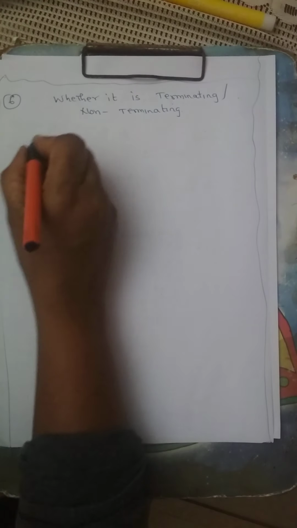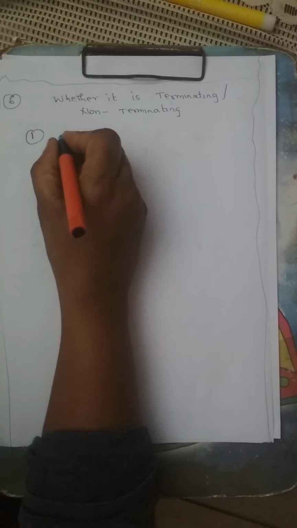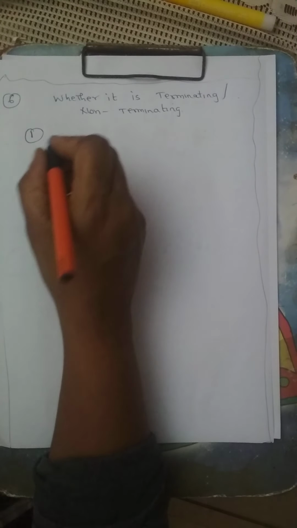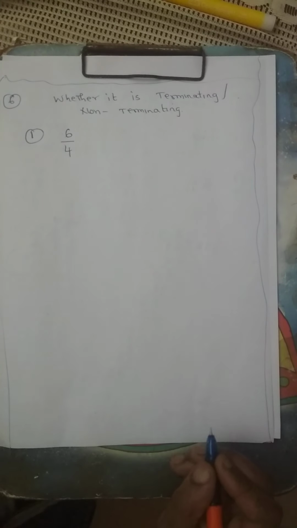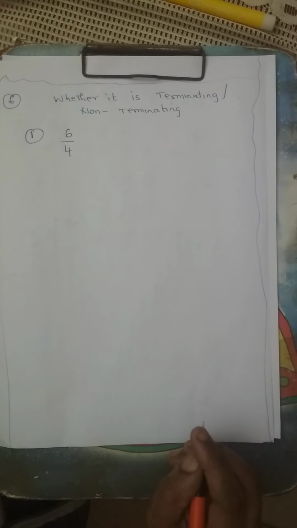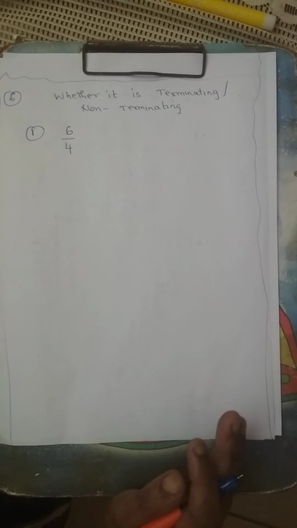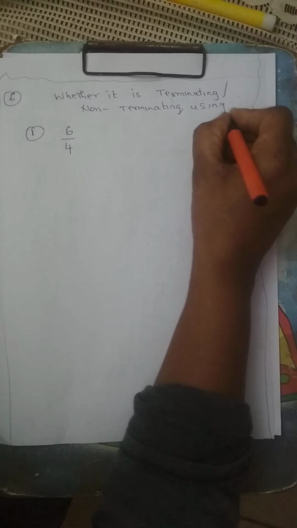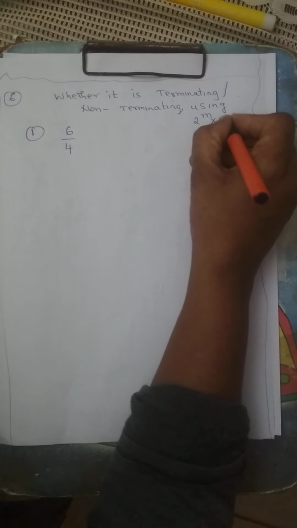Now, which is the first question? The first question is 7 upon 8. No. Yes, 6 upon 4. See, now here they are not asking to find the decimal expansion and then state if it's terminating or non-terminating. They are just saying state whether it's terminating. They have not mentioned it over here, but in my question I have specifically mentioned using 2 raised to m into 5 raised to n.